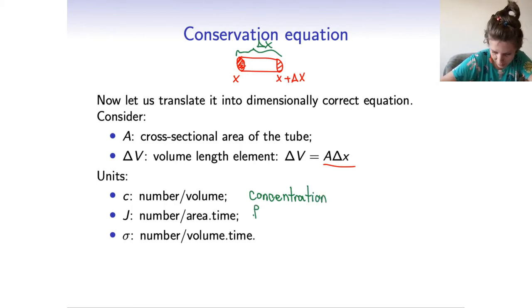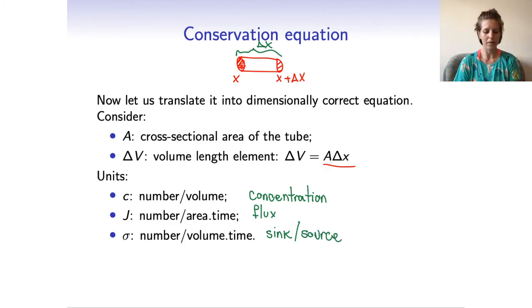Here is the flux, and here is the sink or source. Okay. So the unity of J is number times area divided by time. Sorry for the mistake here. And the sink or source has unity of number divided by volume times time.